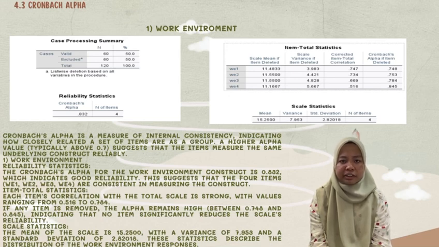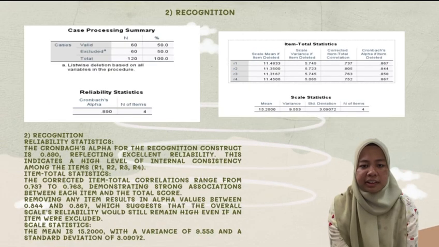This statistic describes the distribution of the work environment responses. Recognition reliability statistic: the Cronbach alpha for the recognition construct is 0.890, reflecting excellent reliability. This indicates a high level of internal consistency among the items R1, R2, R3, R4. Item total statistic: the corrected item total correlation ranges from 0.737 to 0.763, demonstrating strong association between each item and the total score.